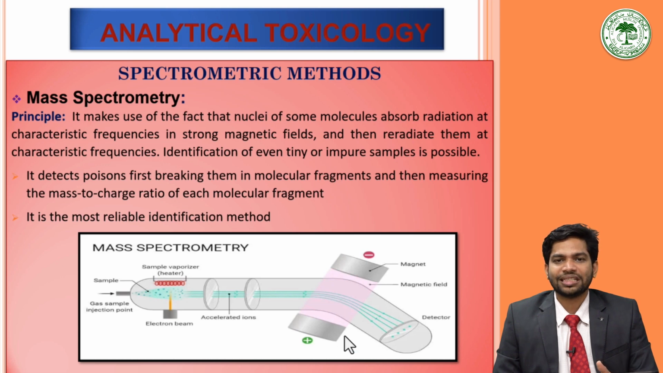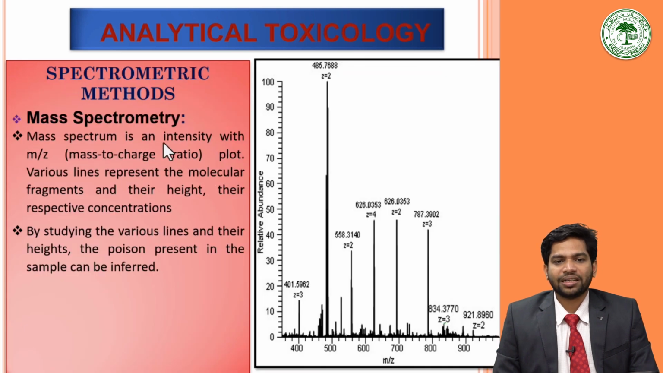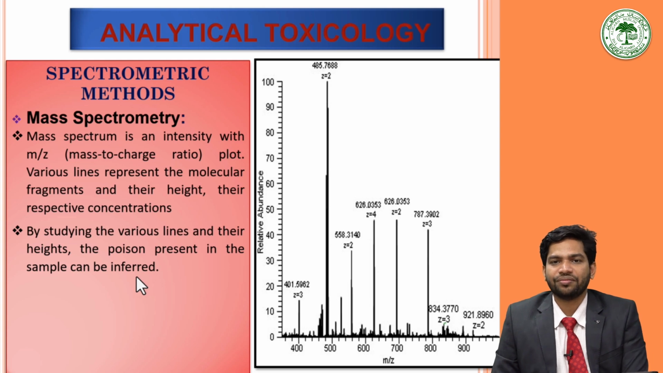On the basis of this analysis, they are processed into the mass spectrum. So this mass spectrum is a plot of intensity against the mass to charge ratio. The various lines represent the molecular fragments and their height represents their respective concentration. By studying the various lines and their height, the poison present in the sample can be inferred.